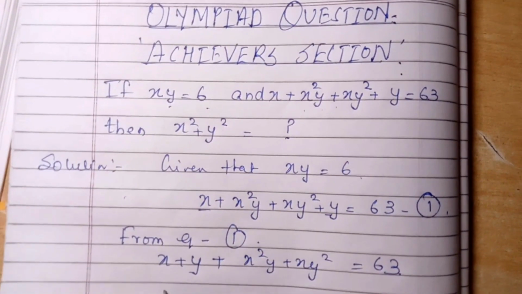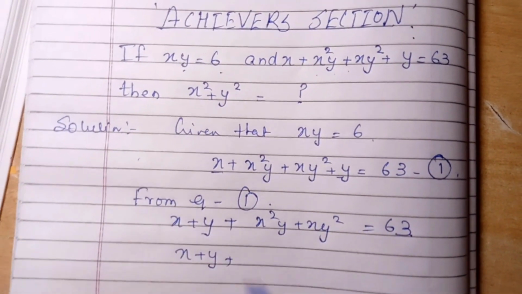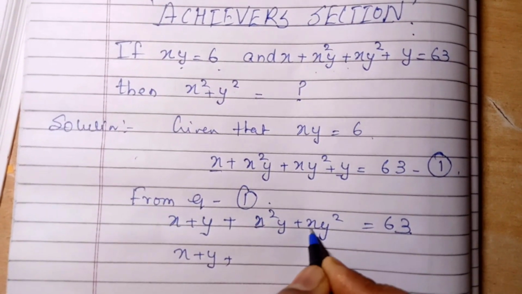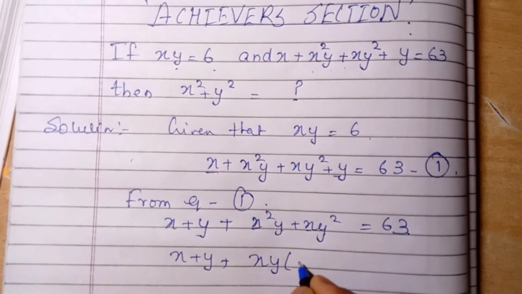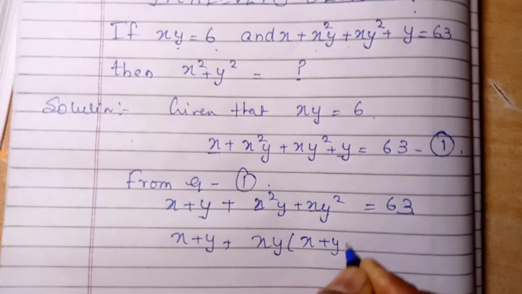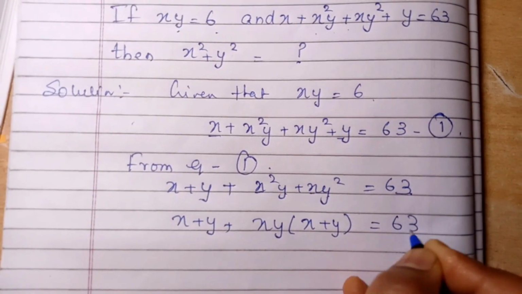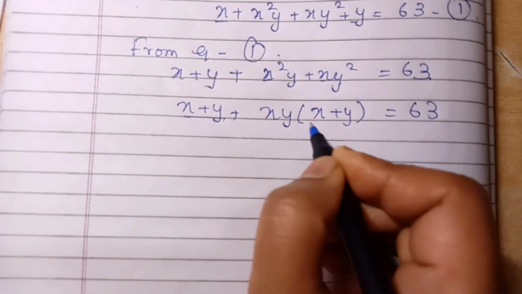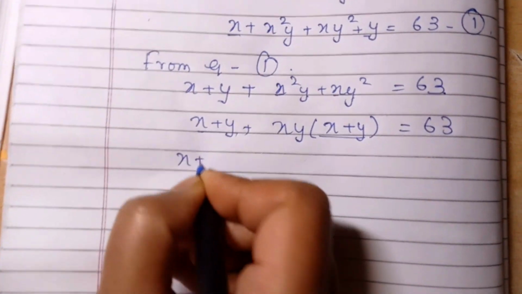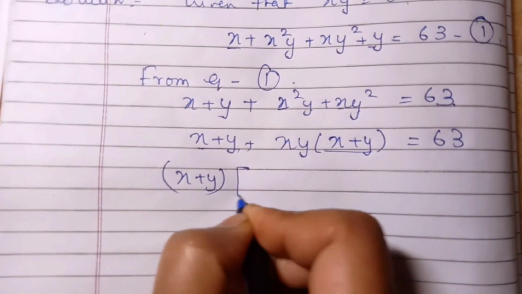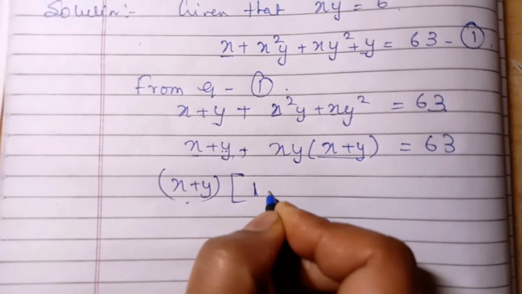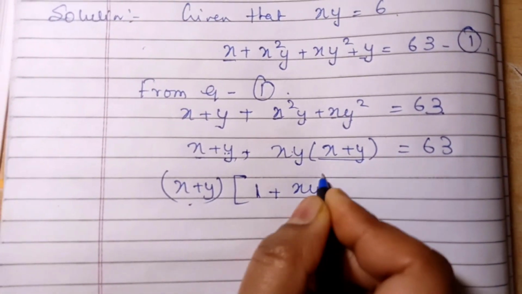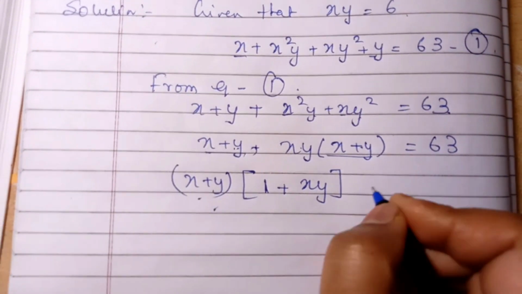Now x plus y plus, here we can take at least one x as common and one y as common, so we will be left with x plus y. It means we have factorized this algebraic expression. Now this x plus y can be taken as common, so we are left with 1 plus xy, because x plus y is taken as common, is equal to 63.